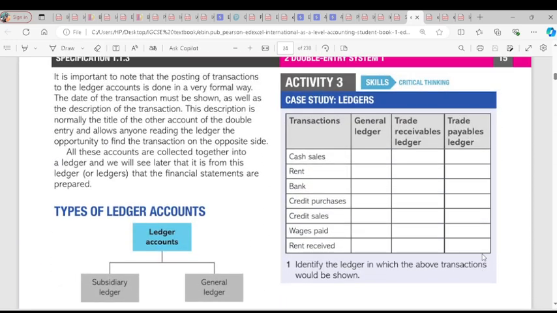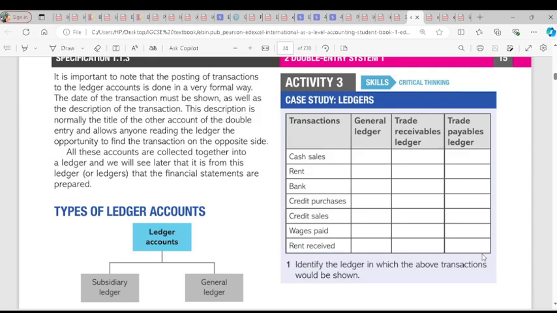Are you there? Cash sales. Okay, let me look. Is it general ledger or trade? I don't know anything about this. Because we just studied general ledger, we finished it so fast, so I don't know if we did. General ledger is the ledger for the accounts. I just told you what is in the general ledger. Those 5: revenue, liabilities, assets, owner's equity, expenses. All these are in the general ledger.